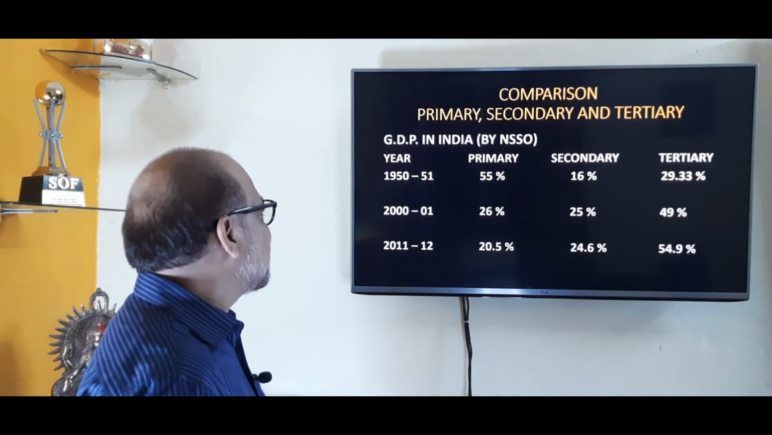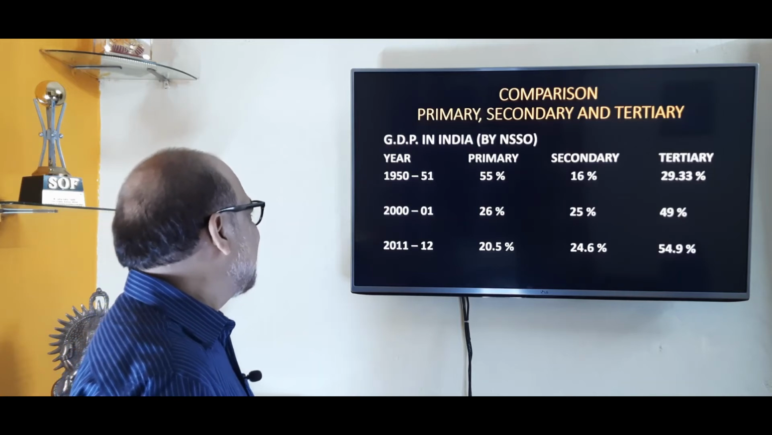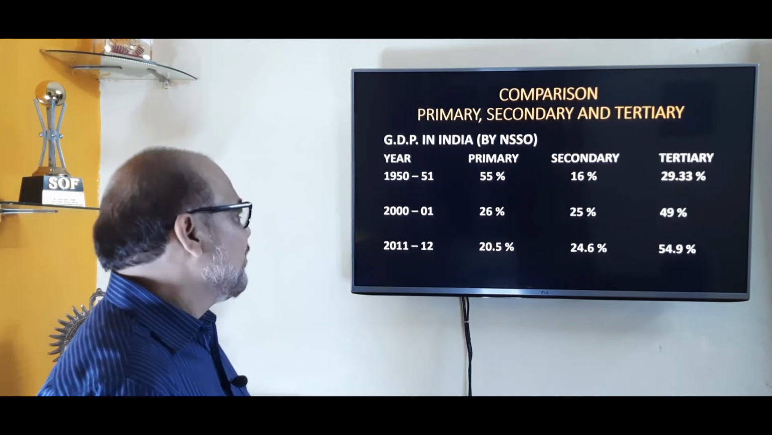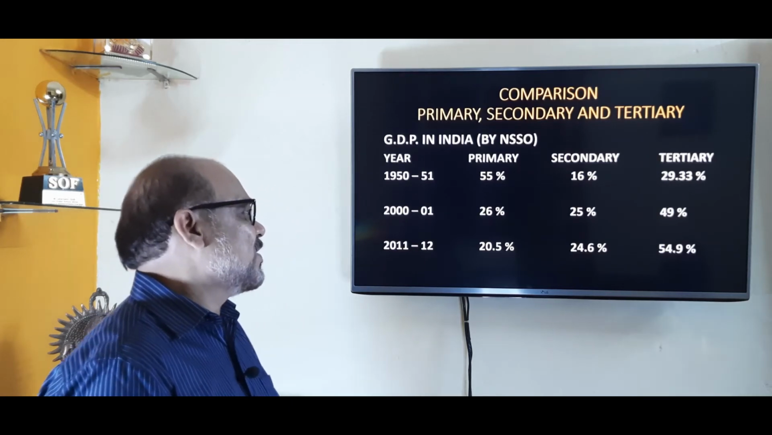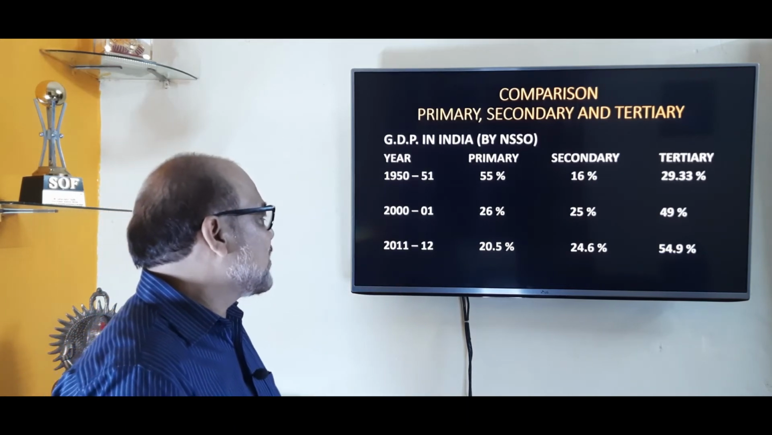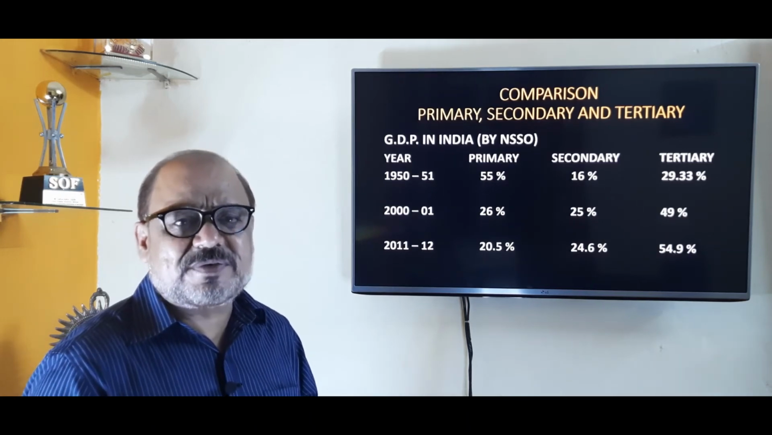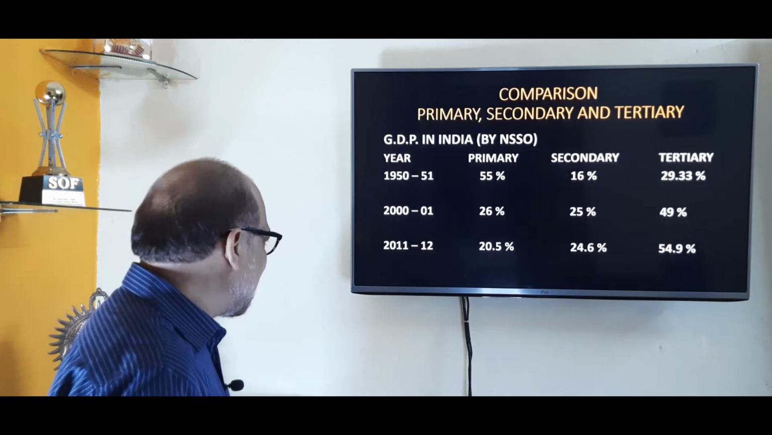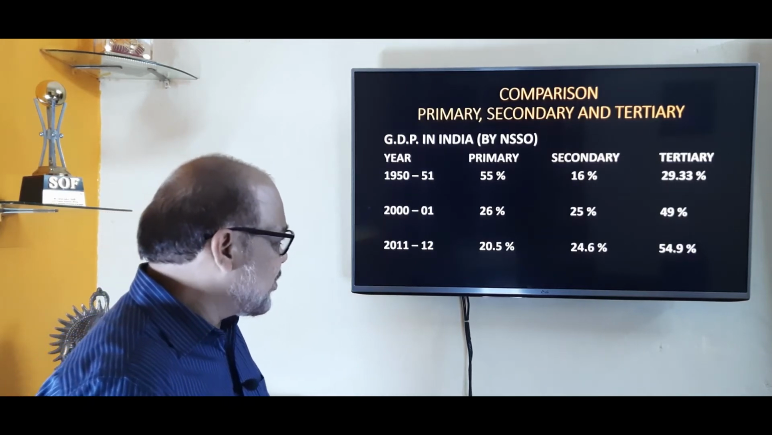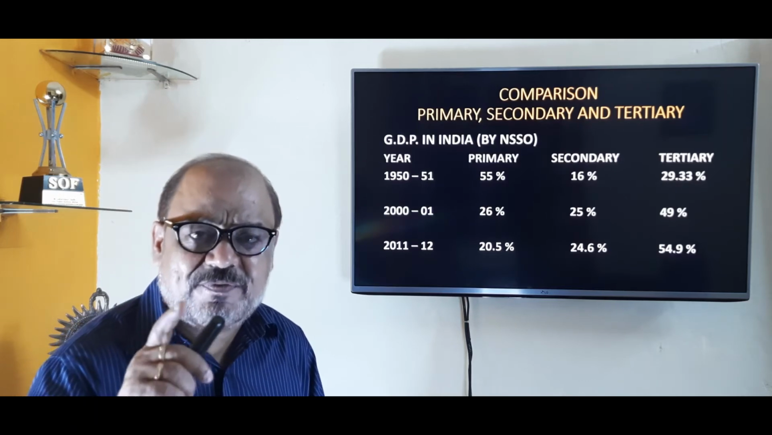Comparison, primary, secondary and tertiary sector. Now, regarding the GDP in India by the NSSO, in the year 1950-51, the contribution in the GDP by the primary sector was 55%, by the secondary sector was 16%, and by the tertiary sector was 29.33%. In 2000-2001, the primary sector contributed 26%, the secondary sector contributed 25%, and the tertiary sector contributed 49% in the GDP. And in 2011-2012, the primary sector contributed 20.5%, secondary sector contributed 24.6%, and tertiary sector contributed 54.9% in the GDP of our country, India.